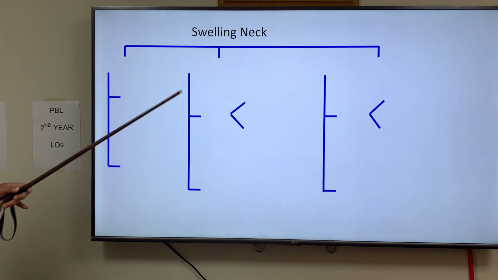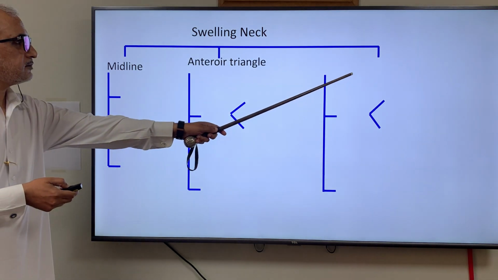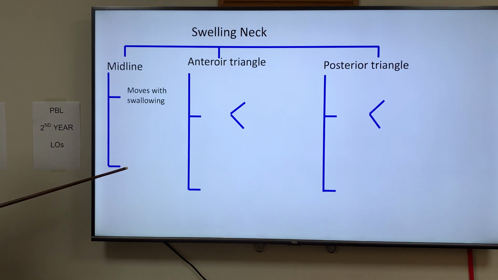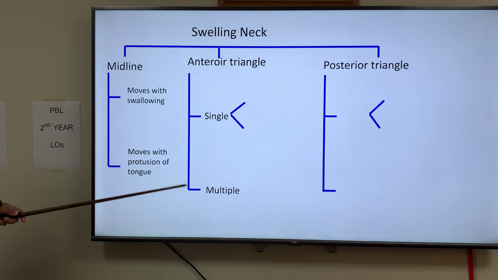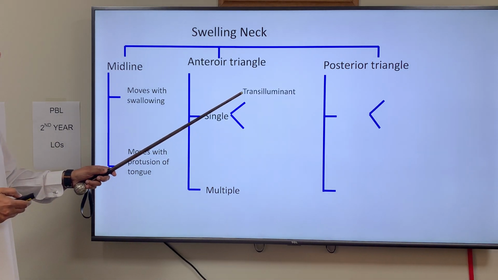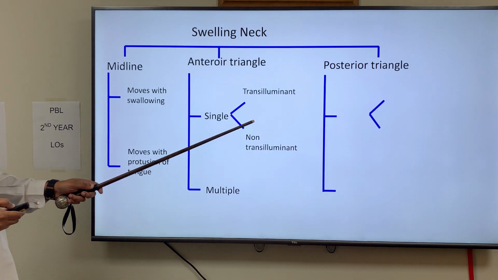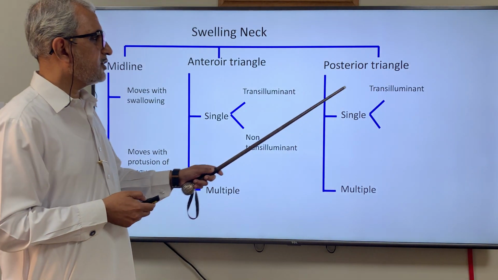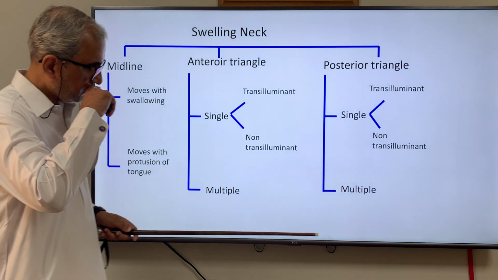In summary, if you see a swelling in the neck: midline, anterior triangle, posterior triangle. If midline, it moves with swallowing or moves with protrusion of the tongue. If it is anterior triangle, is it single or multiple? If it is single, is it transilluminant, meaning cystic? Not transilluminant, solid. Posterior triangle, again single or multiple. If single, transilluminant or not transilluminant, meaning cystic or solid.